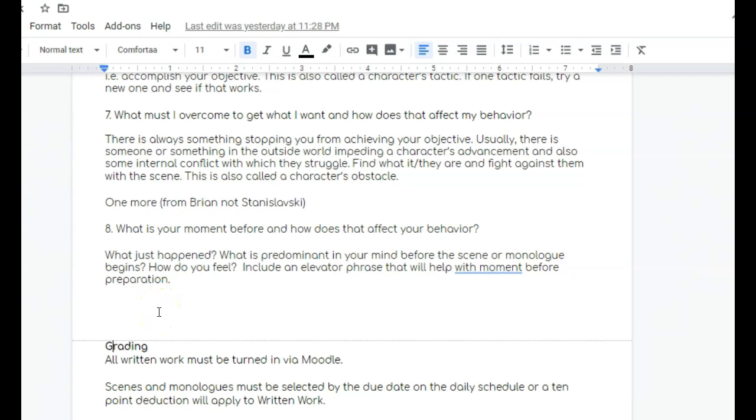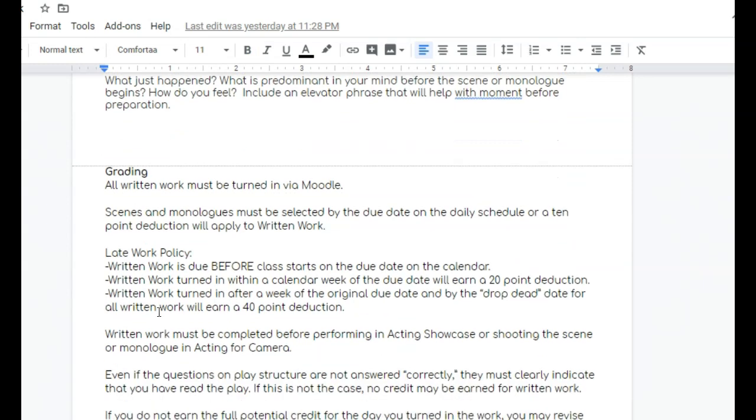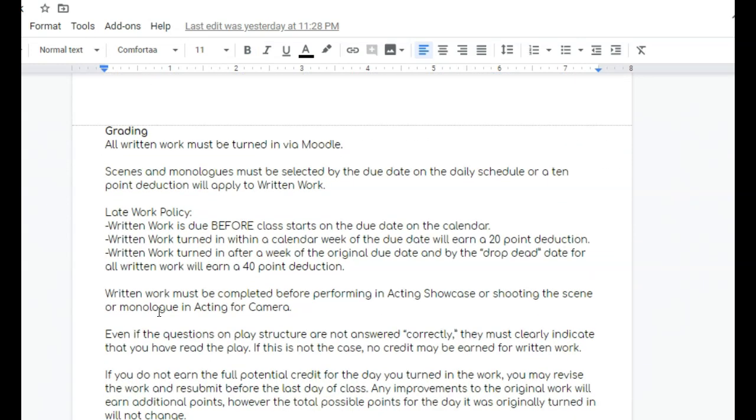So how does grading work for this? Turn everything into Moodle. Scenes and monologues need to be selected by the due date on the calendar. Otherwise, there's a 10-point deduction from this work.